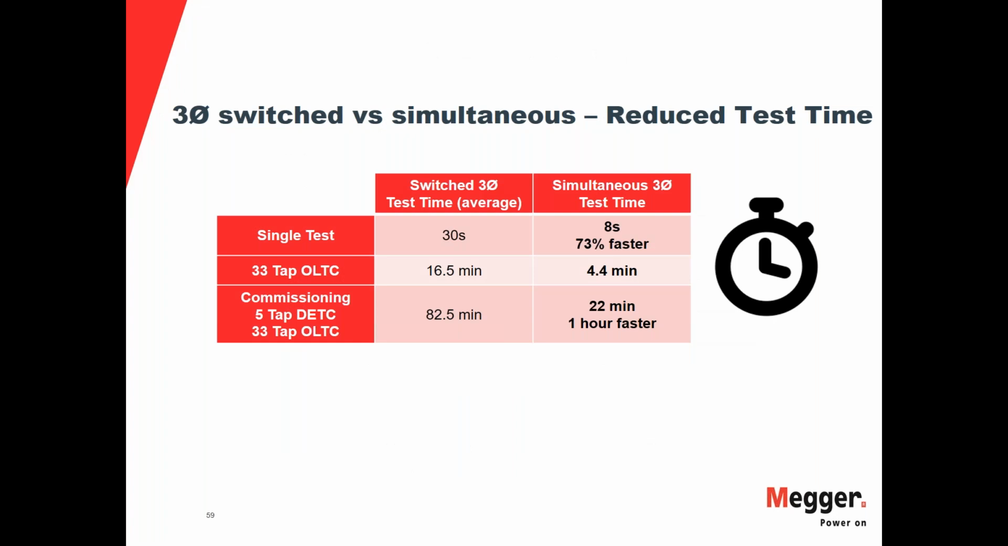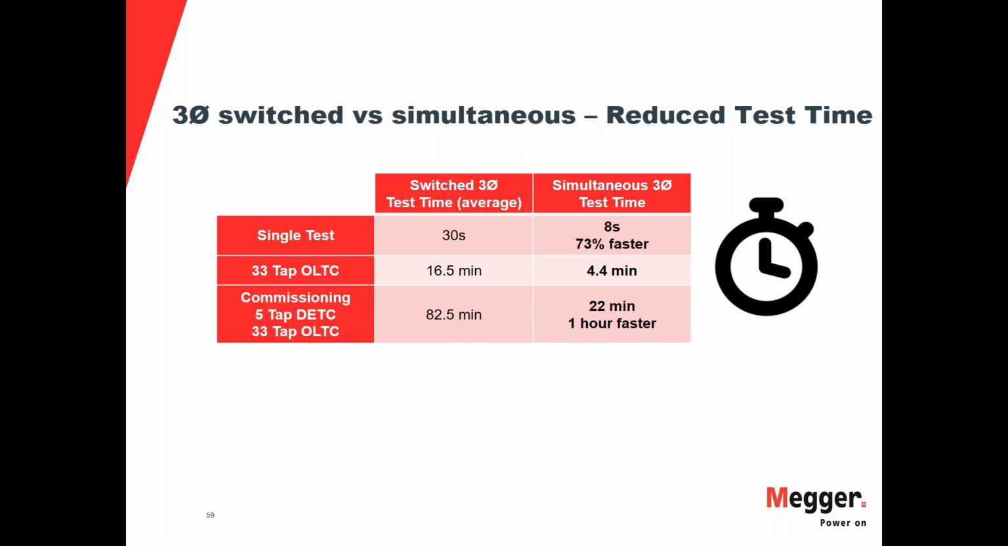Three-phase, again, we're talking about 3-phase switch versus 3-phase simultaneously. How does this help us? We reduce test time, again, because we're testing 3 phases at once. We're not having to wait for the switching portion of it. We can see that we can drastically reduce our test time, especially when you're talking about OLTCs.